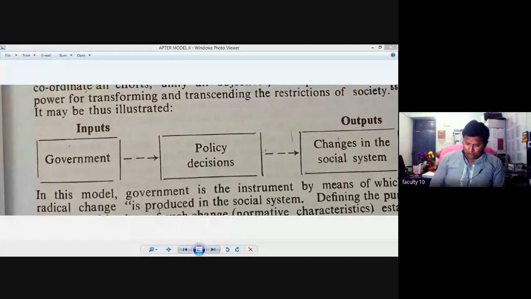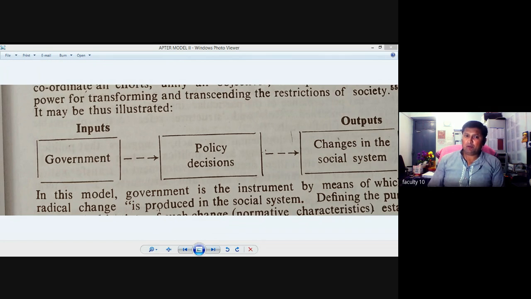Okay, now on the other hand, in the totalitarian system, the government tries to deal with the institutionalization, socialization and internalization by mobilizing the people, right? So in the totalitarian system, government makes policy in order to bring changes in the social system. So here the input is provided by the government.